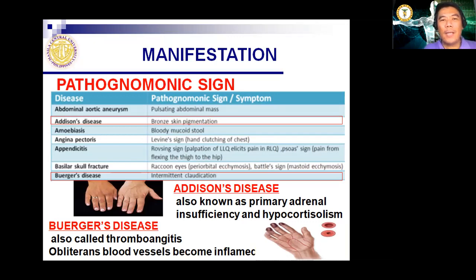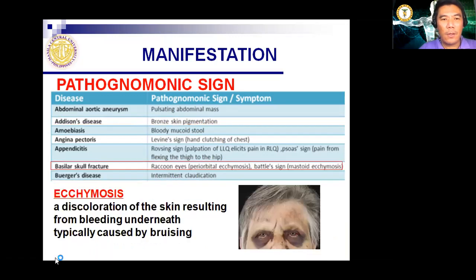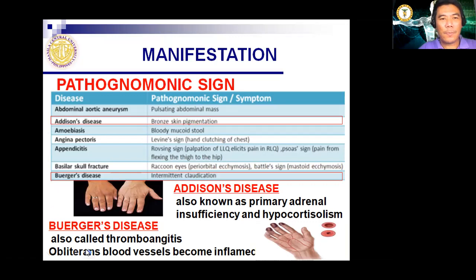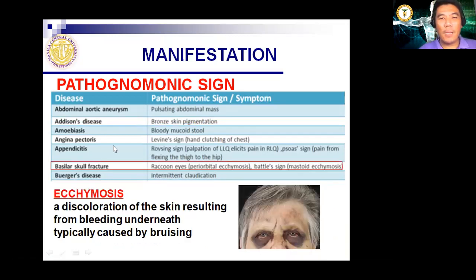Next is if the client may have a basilar skull fracture. When it comes to basilar skull fracture, I think I have a picture on the other slide. But before I proceed, I have to present this first. Okay, this is the one. When we talk about the basilar skull fracture, this is raccoon eyes. From the term basilar skull fracture, a fracture of the skull base, this results in periorbital ecchymosis.